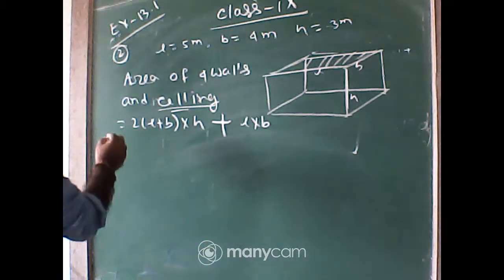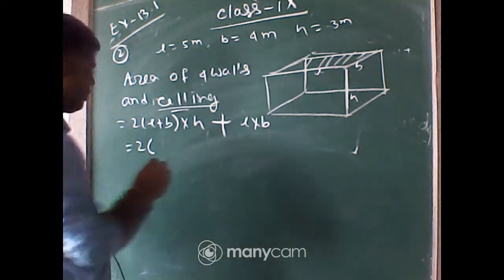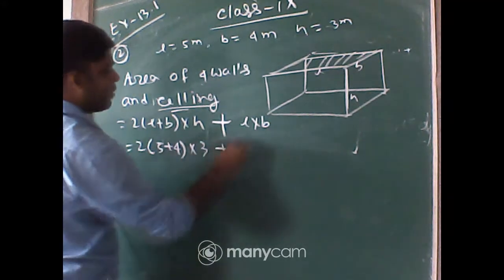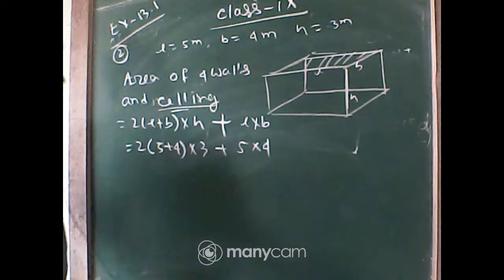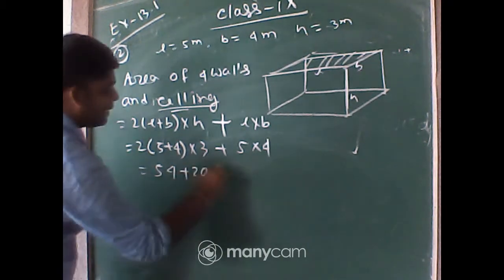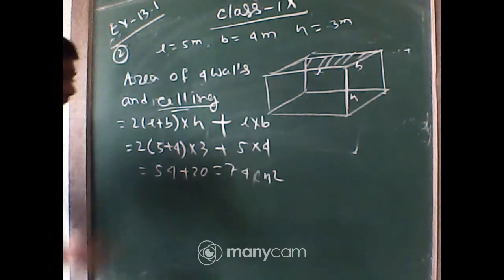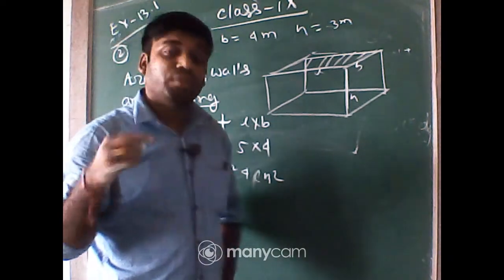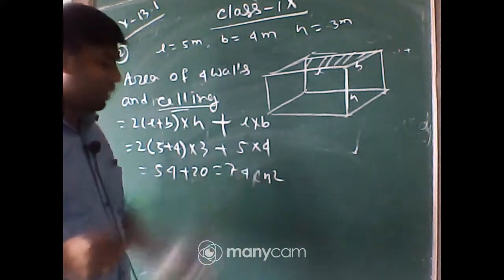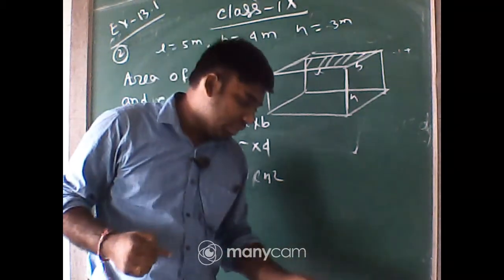Next, 2 into (L plus B) into H. L plus B means 5 plus 4, into 3, plus 5 into 4. So it will be 5 plus 4 is 9, 9 into 3 is 27, 27 into 2 is 54. 54 plus 20, that is 74 meter square. So the area of the 4 walls including the ceiling is 74 meter square.